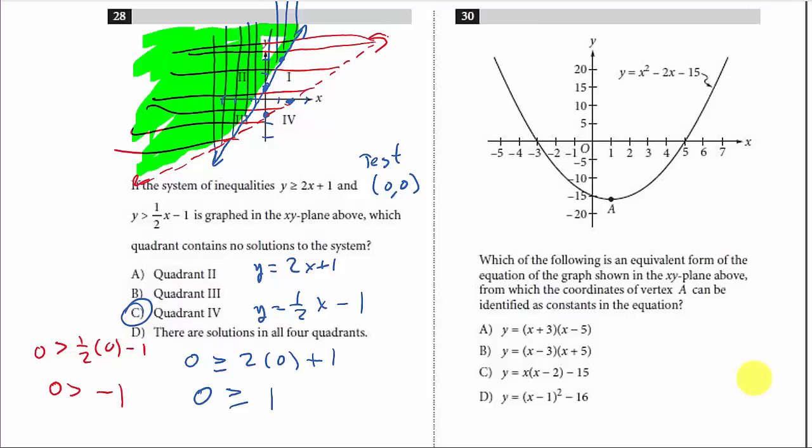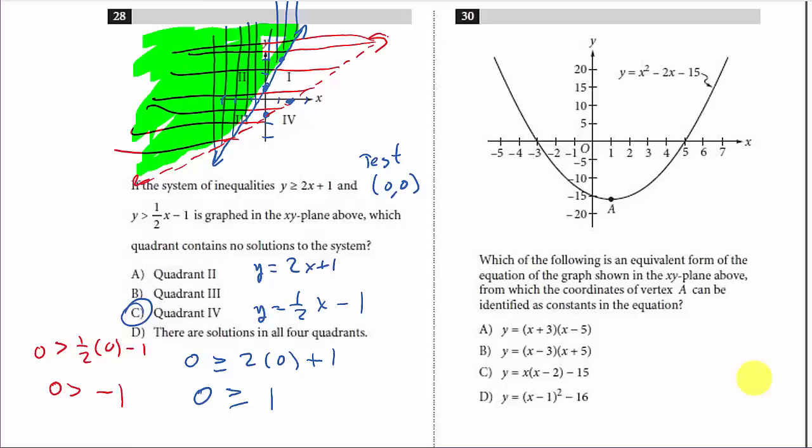All right, let's look at this one. Which of the following is an equivalent form of the equation of the graph shown in the xy plane above, from which the coordinates of vertex A can be identified as constants in the equation?